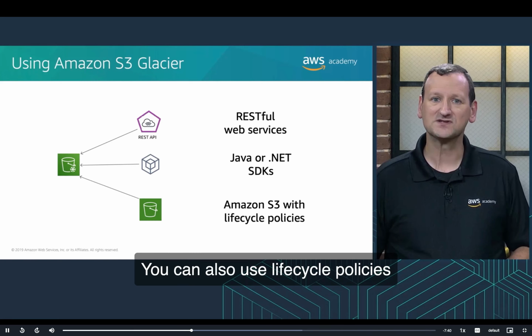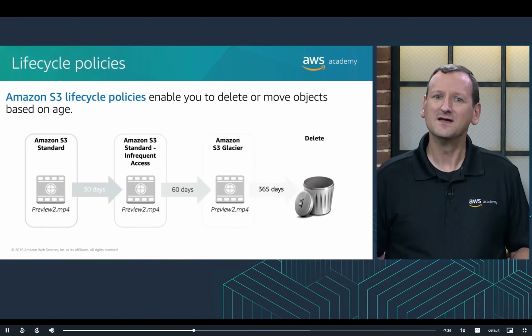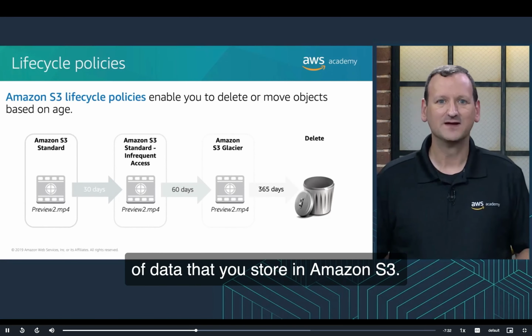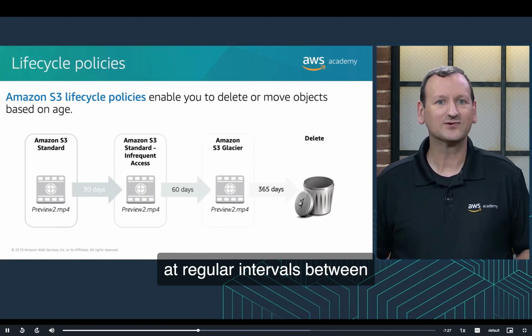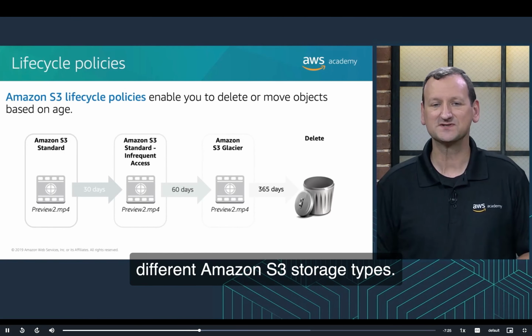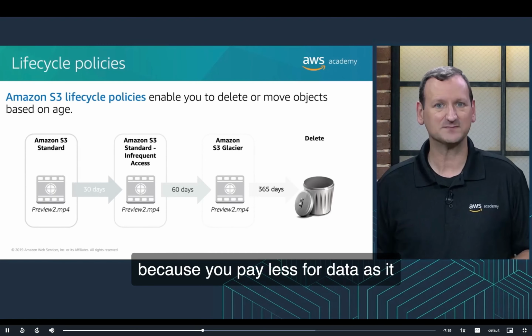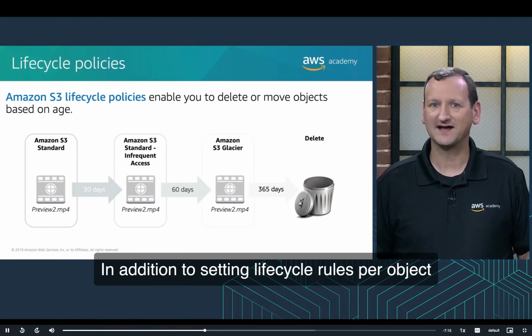You can also use lifecycle policies to archive data into Glacier. You should automate the lifecycle of data that you store in Amazon S3. By using lifecycle policies, you can cycle data at regular intervals between different Amazon S3 storage types. This automation reduces your overall cost because you pay less for data as it becomes less important with time. In addition to setting lifecycle rules per object, you can also set lifecycle rules per bucket.